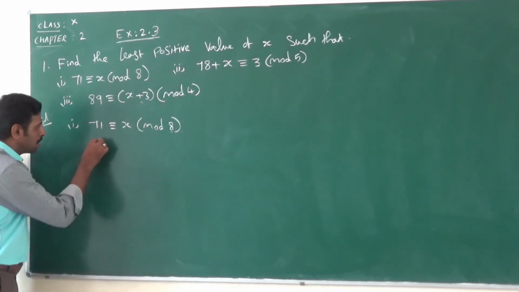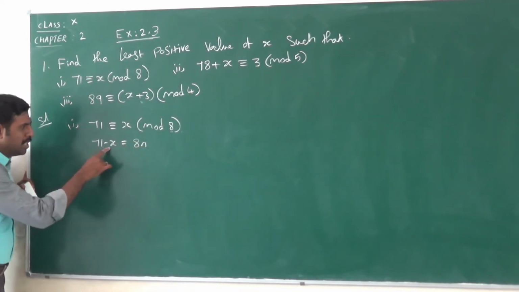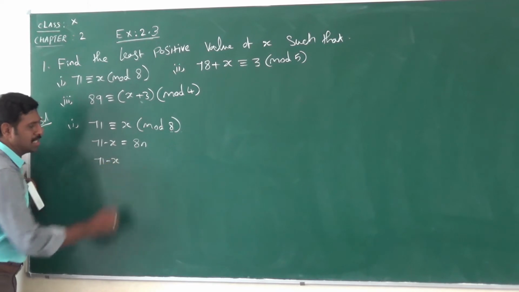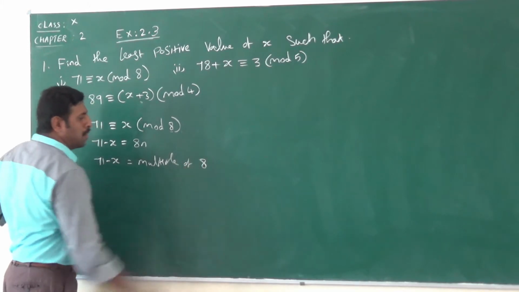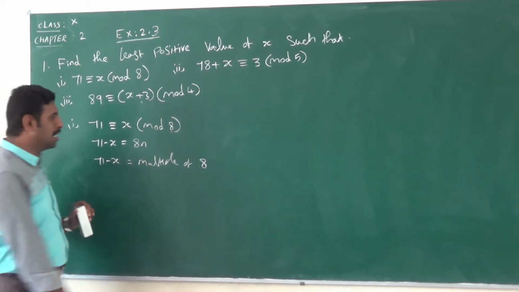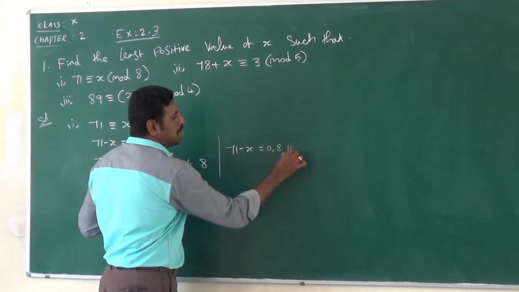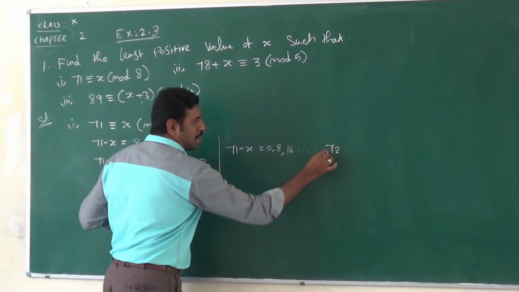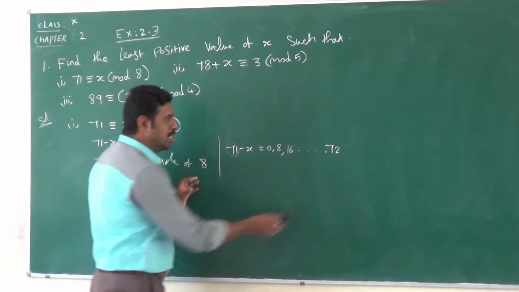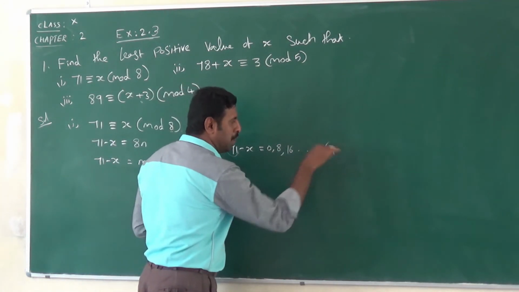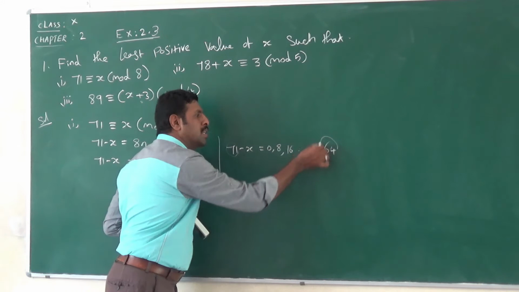See, 71 minus x is equal to 8n. Here 71 minus x is equal to a multiple of 8. So multiple of 8 means 71 minus x is equal to 0, 8, 16, up to the number 72, right? 72 is not possible because the highest value here is 71, so let me take it up to the number 64. The highest possible number is 64.